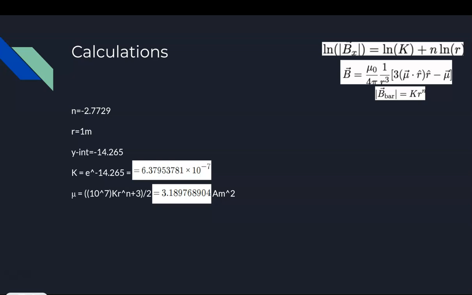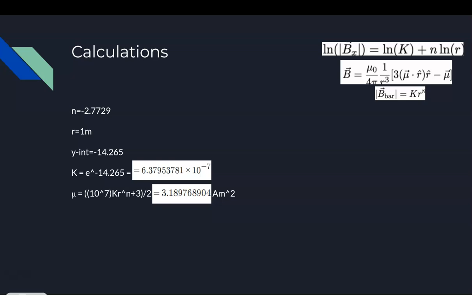So, calculations. R would be 1 meter. And n, as we discussed, was negative 2.7729. The y-intercept is negative 14.265. To find k, you need to find the inverse of ln, which is e to the power of whatever that ln was. So e to the negative 14.265 gives you 6.4 times 10 to the power of negative 7.